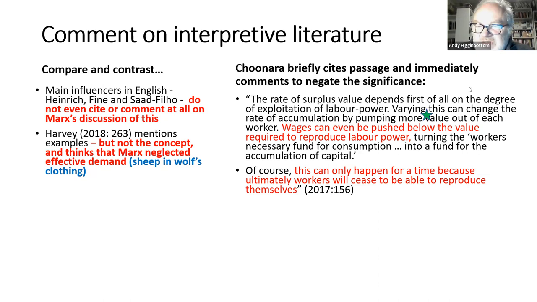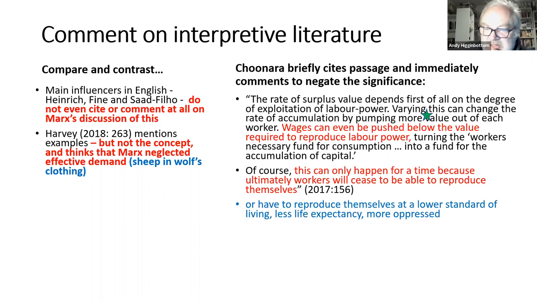There is a sort of mistake here. Increasing the rate of surplus value does not in fact mean that more value is being produced. What it means is that more surplus value is being appropriated. Okay, the distinction there is quite important. More exploited workers aren't necessarily producing more value, but they are producing more surplus value for the capitalists, which is what the capitalist is really in the end most interested in.